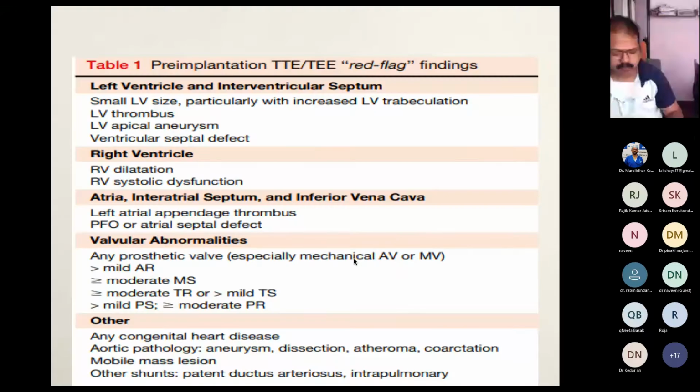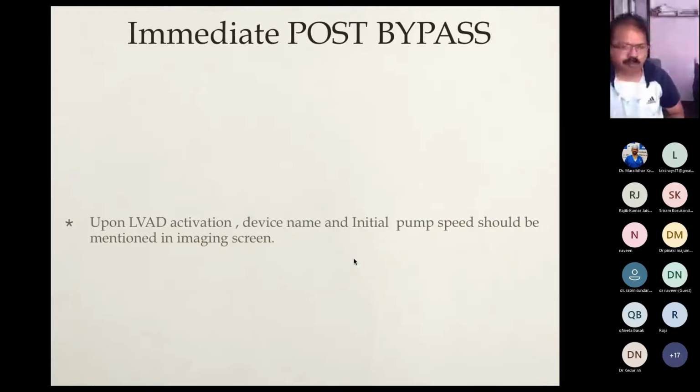So these are the different red flag signs given by the AAC before LVAD placement. Now, immediate post bypass, what we should see. Upon LVAD activation, the device name and initial pump speed should be mentioned in the imaging screen. At what pump speed, what RPM you are getting the echo, that should be mentioned.